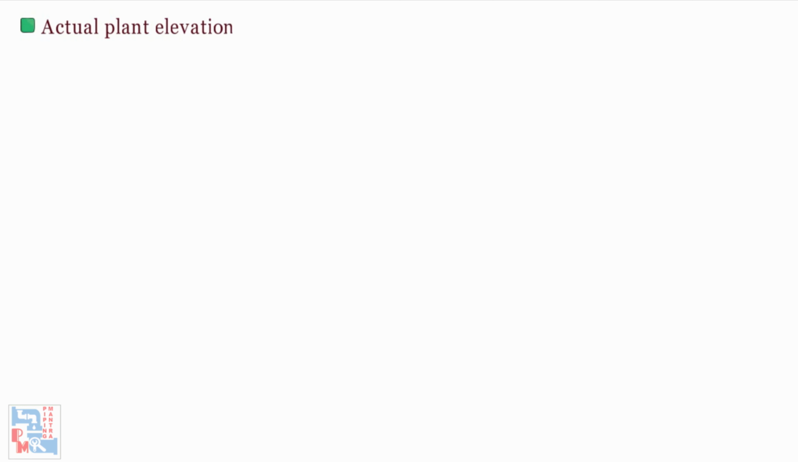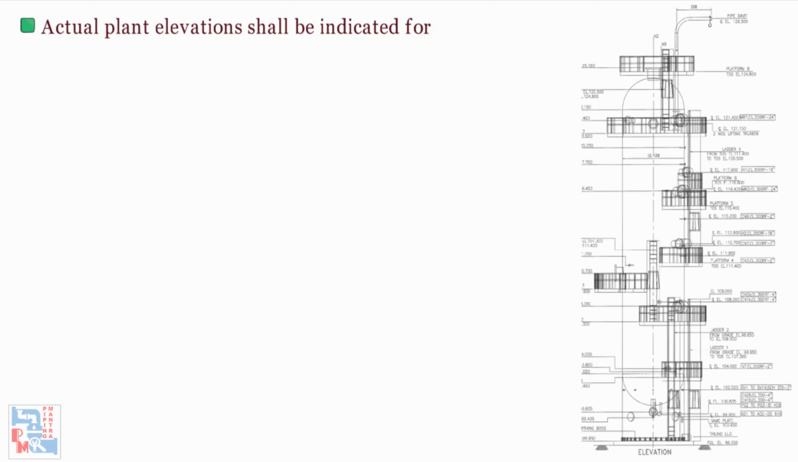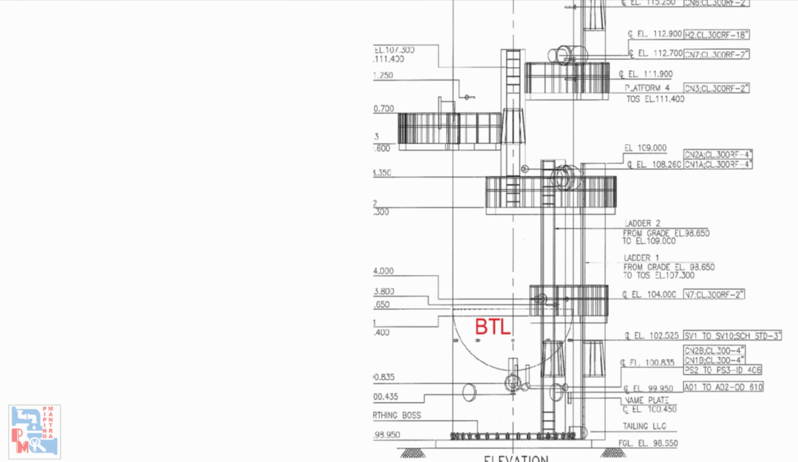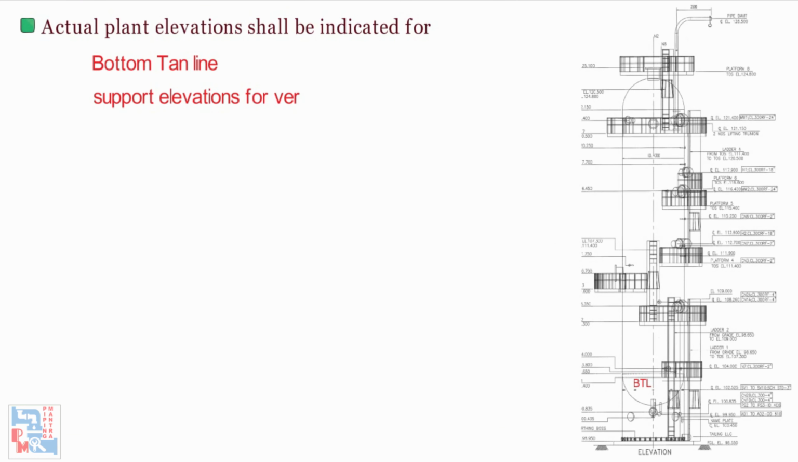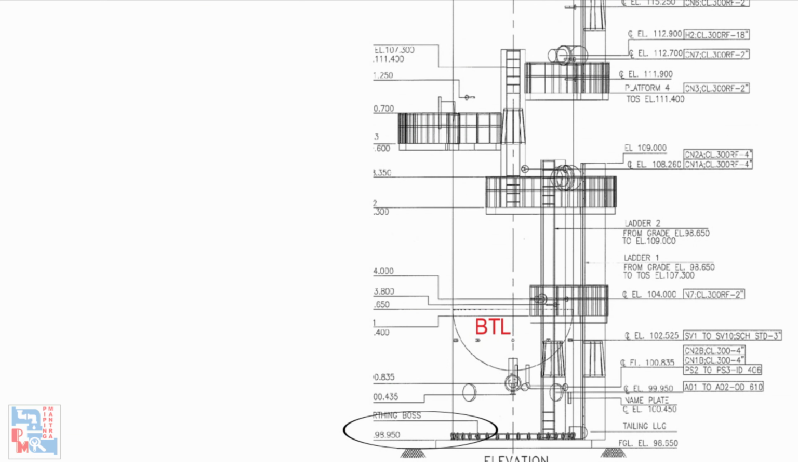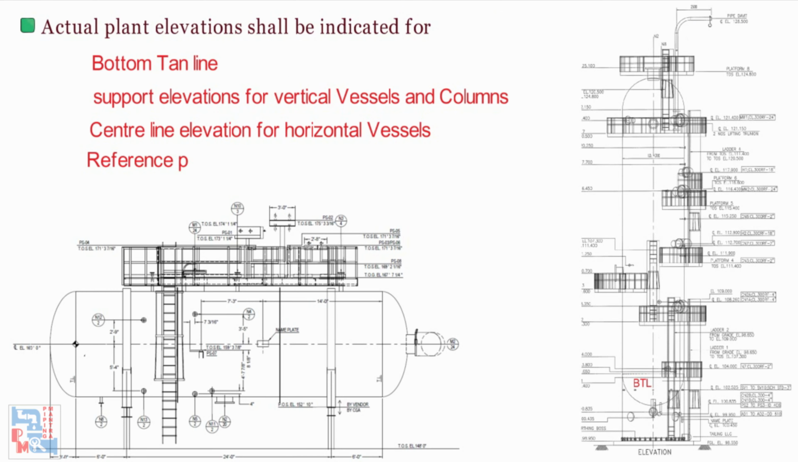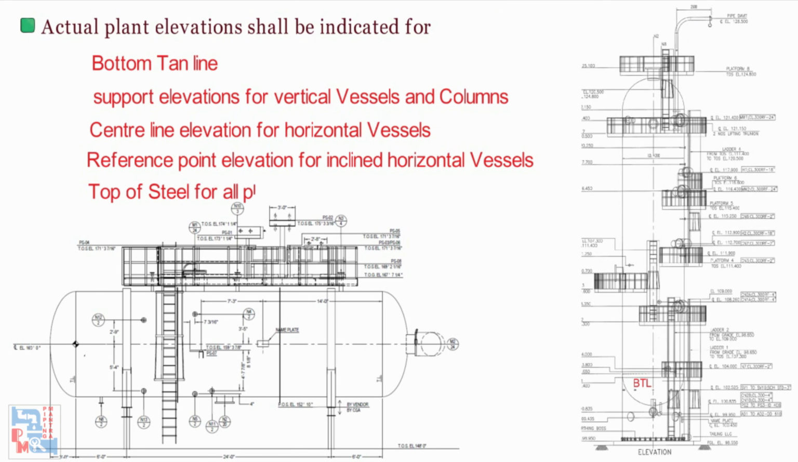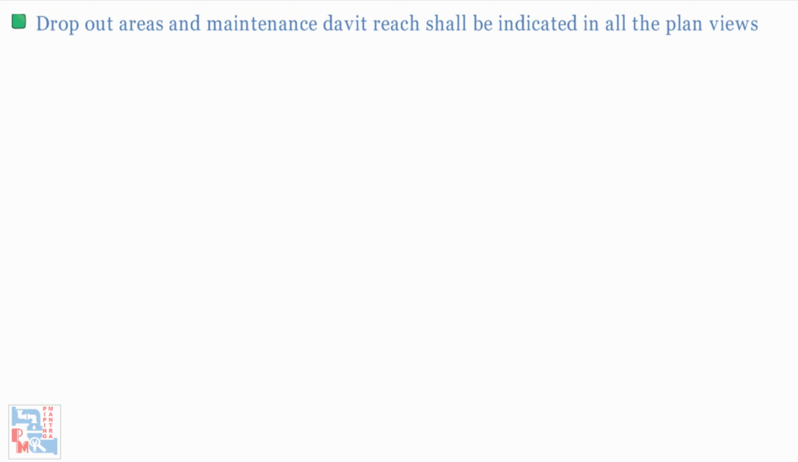Actual plant elevation shall be indicated for bottom tan line, support elevations for vertical vessels and columns, center line elevation for horizontal vessels, reference point elevation for inclined horizontal vessels, top of steel for all platforms excluding grating. Dropout areas and maintenance davit reach shall be indicated in all the plan views.